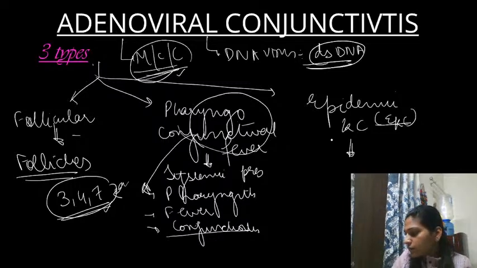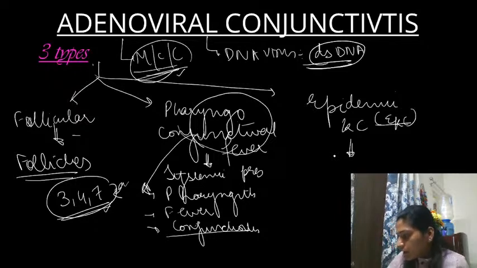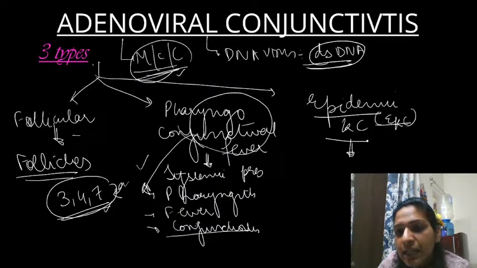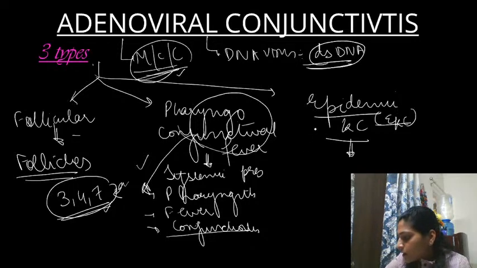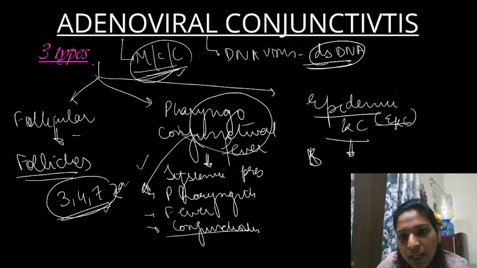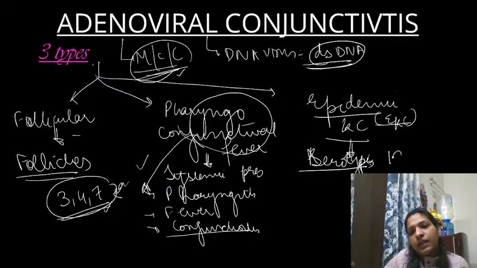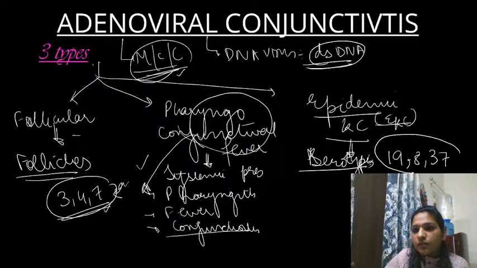Yes, Krish, you are right, 3, 4, 7 cause pharyngoconjunctival fever. Now just tell me the serotypes involved in epidemic keratoconjunctivitis. It is 19, 8 and 37.